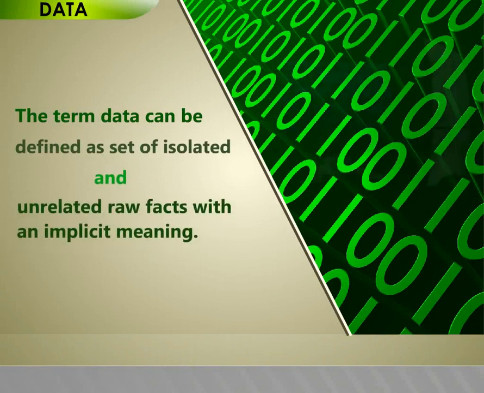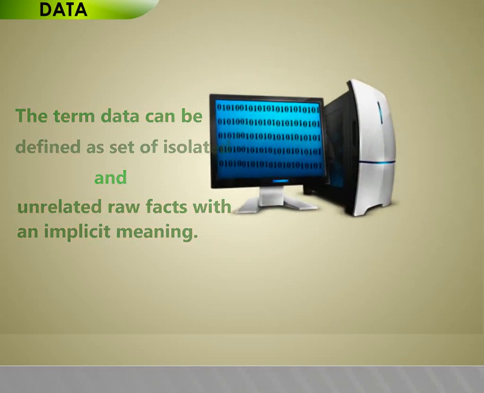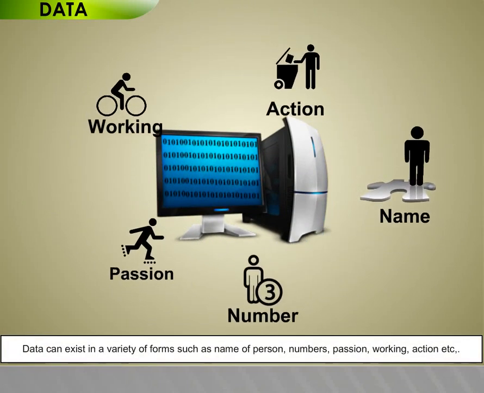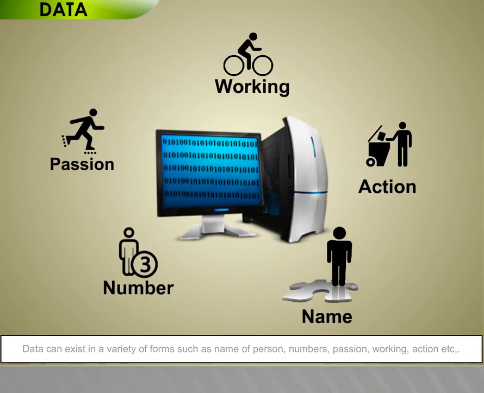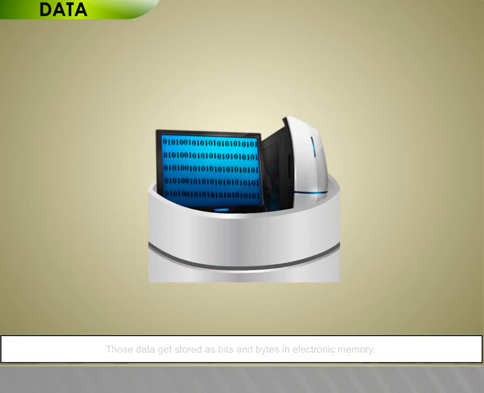The term data can be defined as a set of isolated and unrelated raw facts with an implicit meaning. Data can exist in a variety of forms such as name of person, numbers, passion, working action, etc. Those data get stored as bits and bytes in electronic memory.